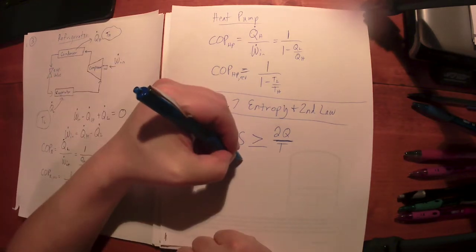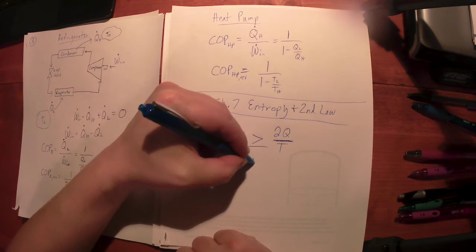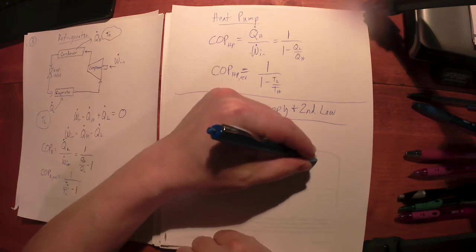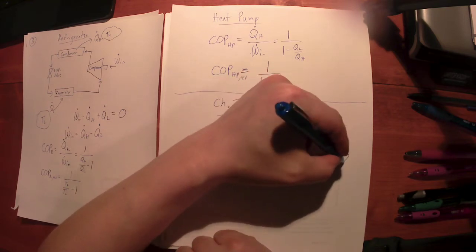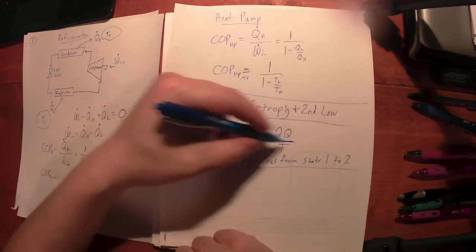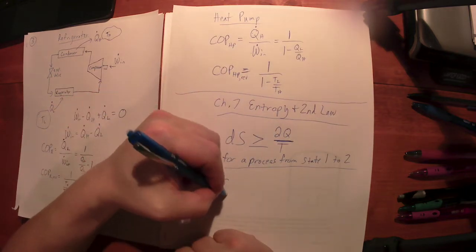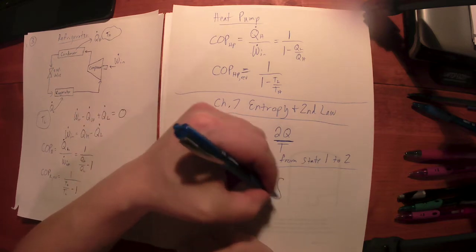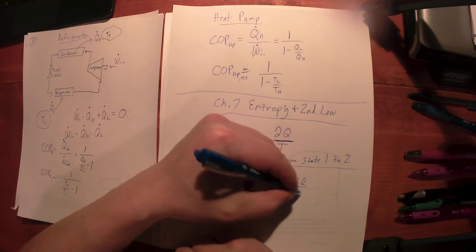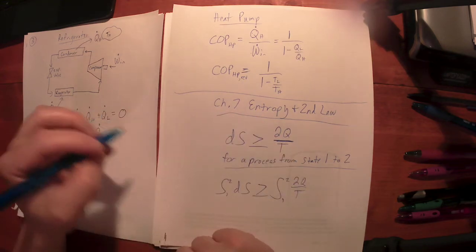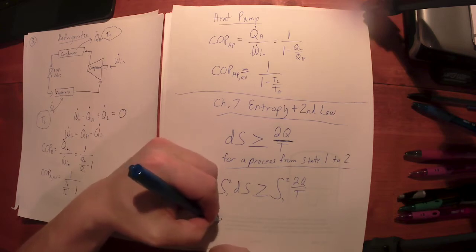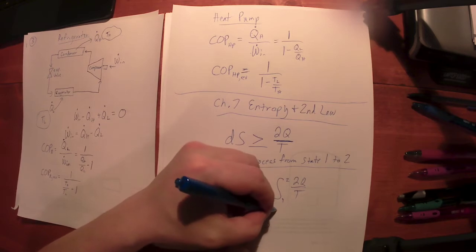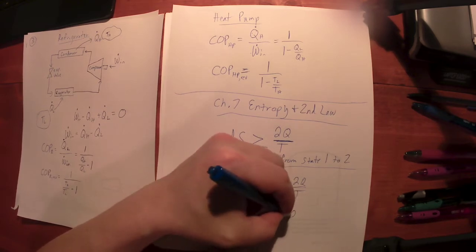Now, what we normally do is we say, well, for a process from state 1 to 2, I integrate both sides of this equation. If I integrate from 1 to 2, ds is greater than or equal to the integral from 1 to 2 of del q over T. Well, integral ds is just delta s. This is just s2 minus s1 is going to be greater than or equal to this integral from state 1 to state 2 of all the heat divided by the temperature.